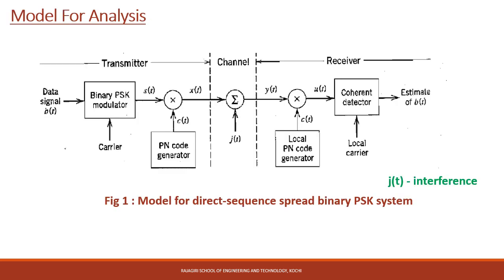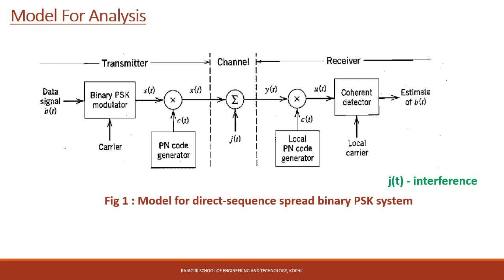As we had discussed in part 3 of the slides, this is the model that is used for analysis. At the input we have the binary data sequence B of t, which is given as input to the binary PSK modulator, which is supplied with the carrier. At the output of the BPSK modulator we have the modulated signal S of t. This signal is first spread by using a PN sequence C of t, generated by a PN code generator, and at the output we have the signal X of t. This X of t is transmitted from the transmitter side.